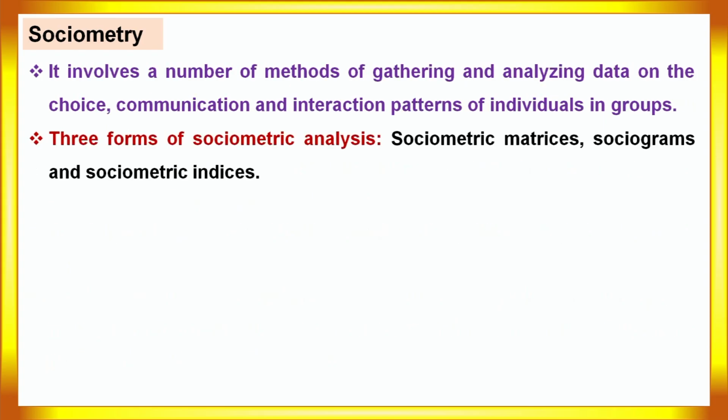Now, when we use the term sociometry from the research point of view, it indicates a number of methods under it. Broadly speaking, sociometric analysis has three different types, which are known as sociometric matrices, sociogram or directed graphs, and sociometric indices.